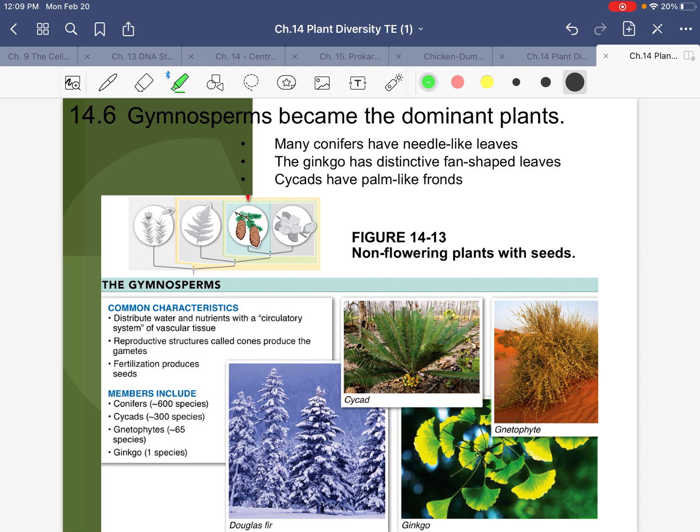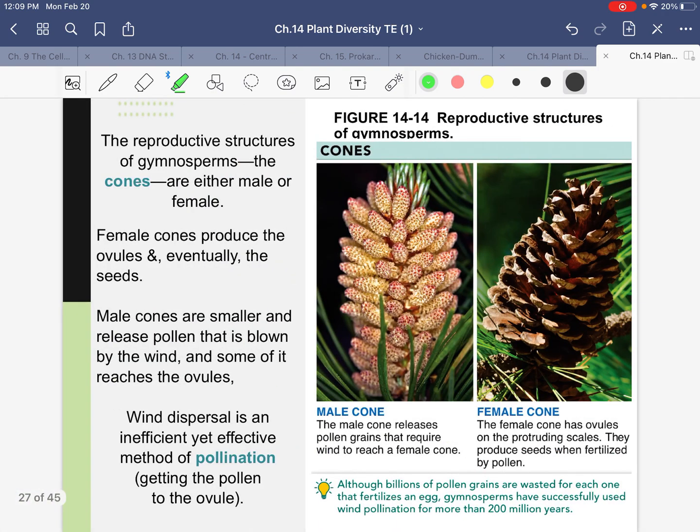Gymnosperms have cones. Oh, here it is, back here on this slide. Our gymnosperms have cones, and that's their reproductive structure. And I think that's it from this one.